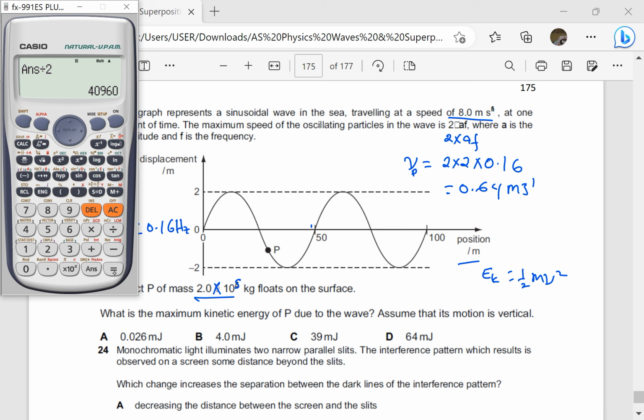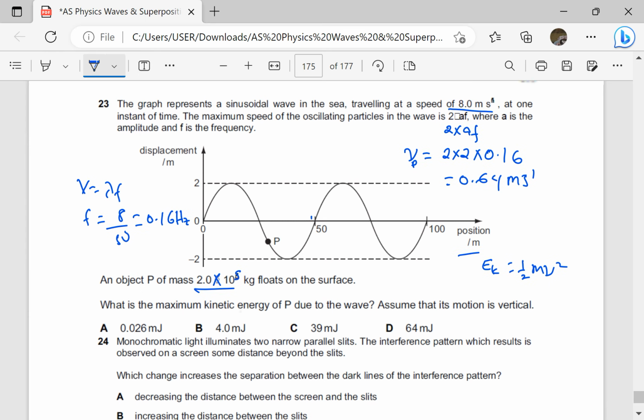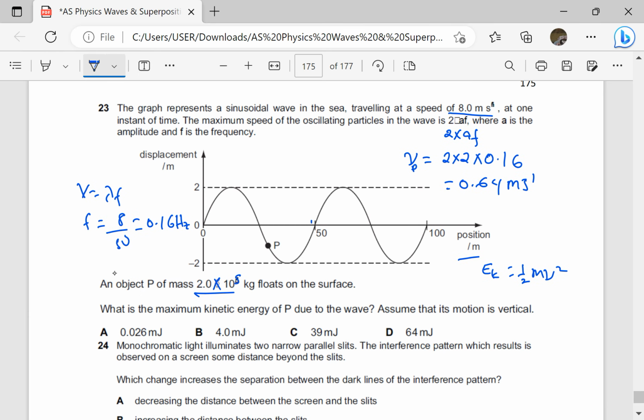40,960. I think this must have been power negative 5. An object of mass 2 times 10 power 5. Something is wrong with this, with the units here. This is in the SI units, so the frequency is correct.